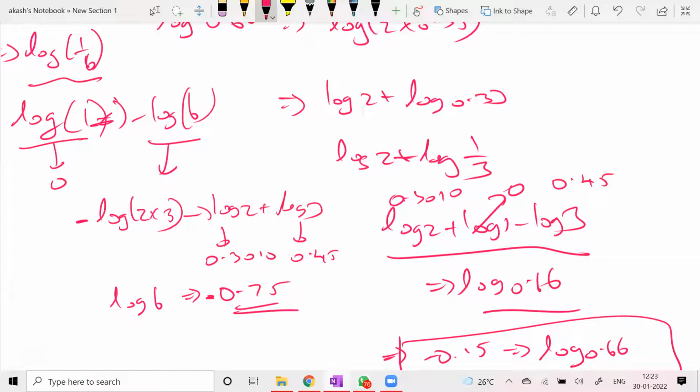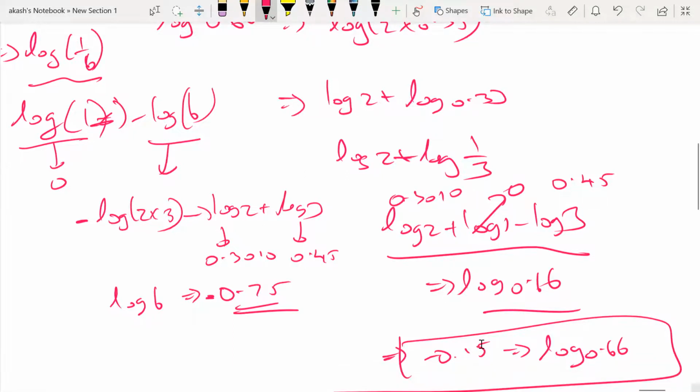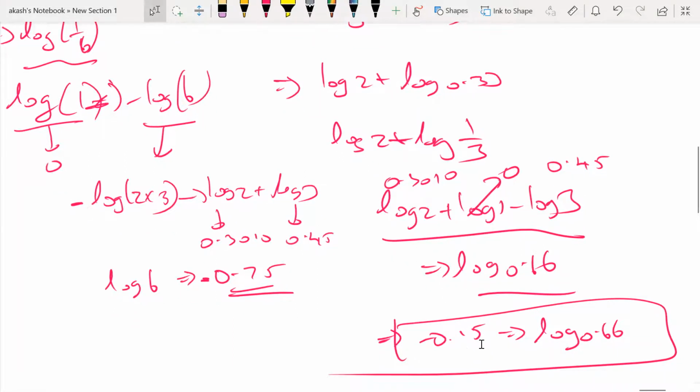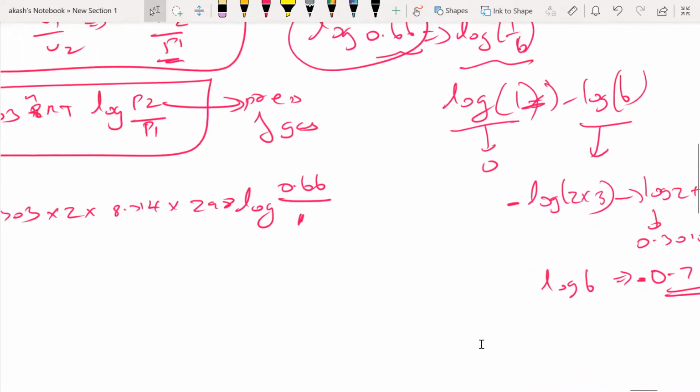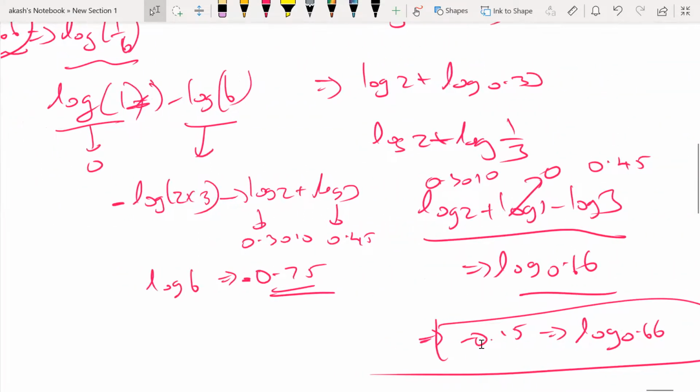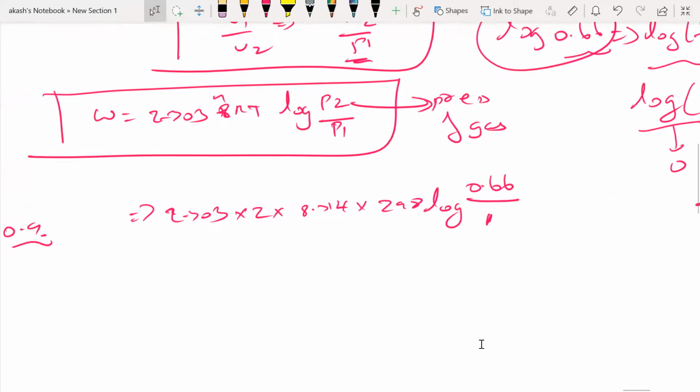If you're a little good at mathematics, you don't need log tables, you'll be able to do it yourself. But again, you have the luxury of using your log tables in your exams, so don't worry about it. You can substitute the log value of 0.66 as minus 0.15, and you'll be able to do the calculation easily and get the answer.